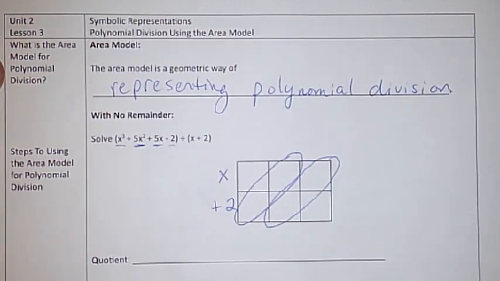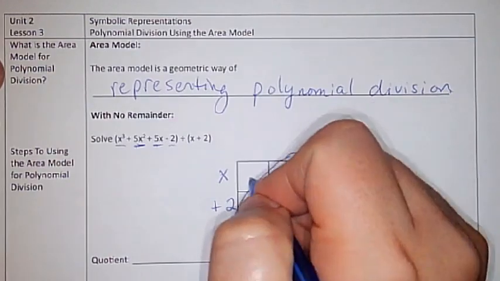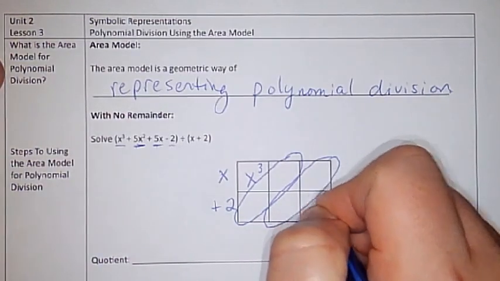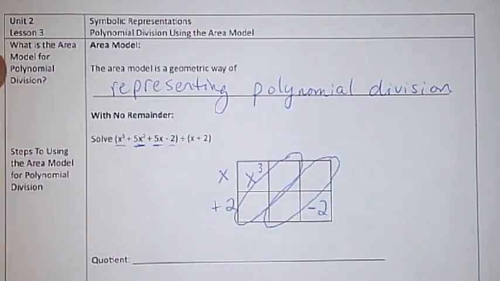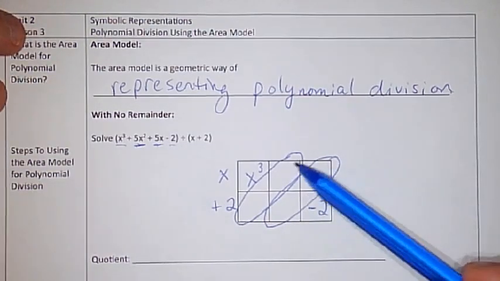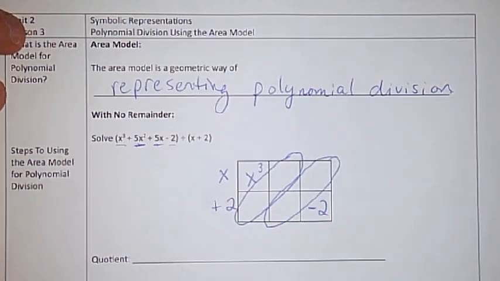We'll get more into that in a second, but let me begin by writing my first term in the top left-hand corner, which is x cubed, and my constant term in the bottom right corner, which is negative 2. Now, at this point, I'm going to be doing a series of small divisions and multiplications to figure out what goes in the rest of these boxes.